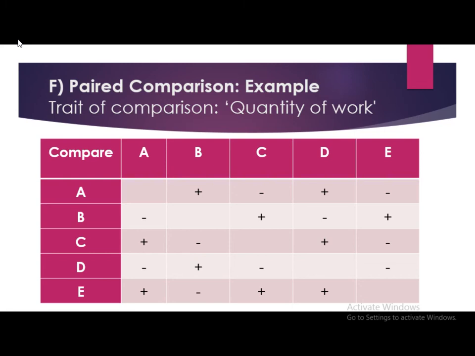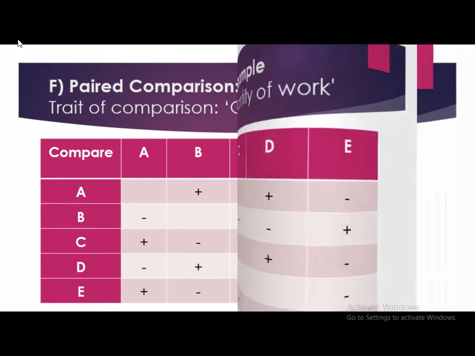Similarly, A is compared with D, and a plus sign indicates A is producing more quantity of work than D. And if A is compared with E, suppose a minus sign is there, that indicates A is producing fewer items, or the quantity of work is lesser than E. So similarly, the entire matrix can be formed, and from that we can easily understand each and every comparison between the employees. So this is how paired comparison can take place.